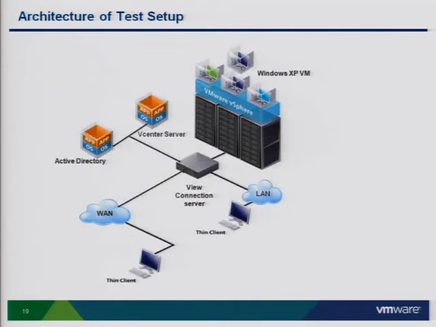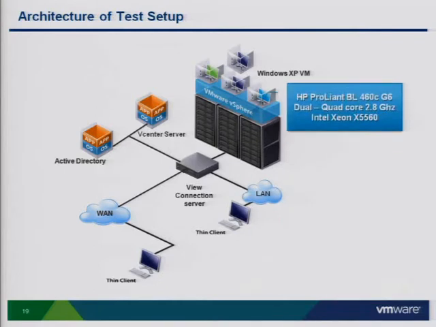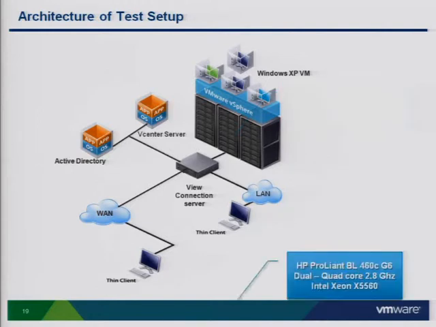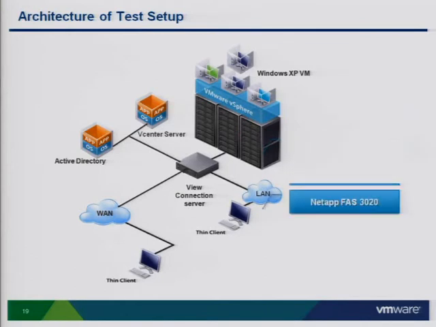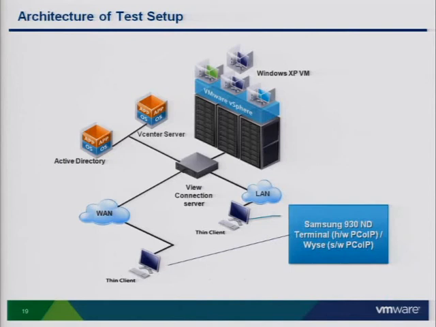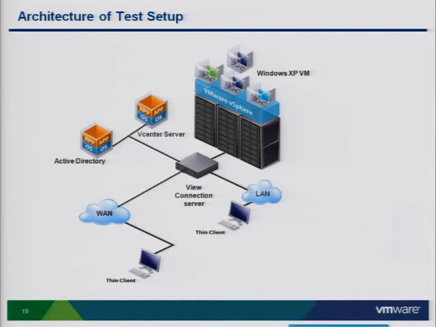So this is the architecture of the test setup. Let me go over some of the things here quickly. We used an HP Blade G6 running Intel Nehalem chips. This is a dual-quad machine. We used a NetApp fiber channel storage array. And for the client hardware, we used a Samsung monitor, which is essentially a zero client with a Teradici chip built into it, which we used for our hardware-based PCoIP testing. We used a Wyse terminal for the software piece and software PCoIP testing. And to test through the View client, we just used our laptops. So those were the hardware pieces.